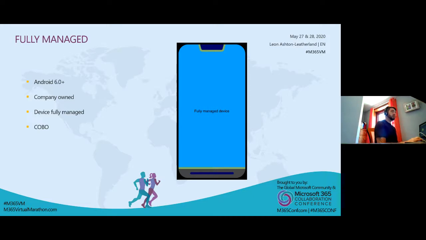Now, as a term here, just to explain, you might see it out in the community: COBO, company-owned, business only. Google used to term this specific solution set with that actual name, company-owned, business only. Now we've changed it to fully managed. I have since found out that company-owned, business only is a term that's widely used in the mobility community to describe this specific use case as well.